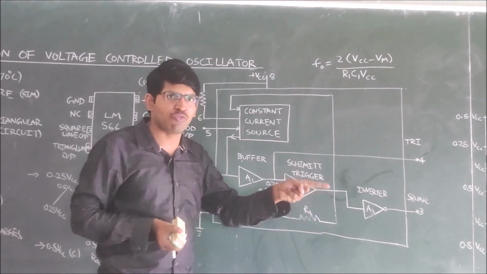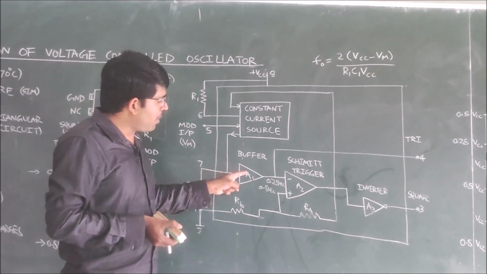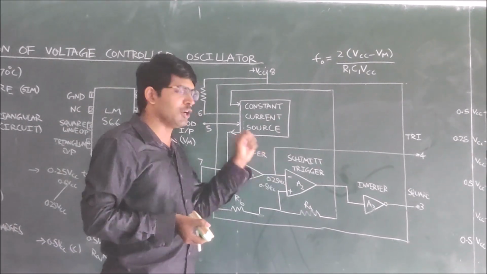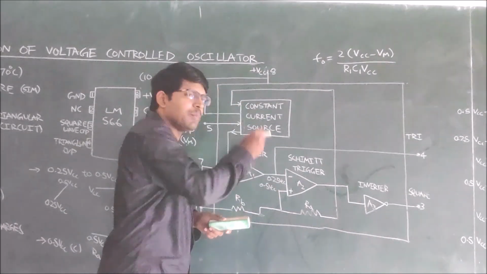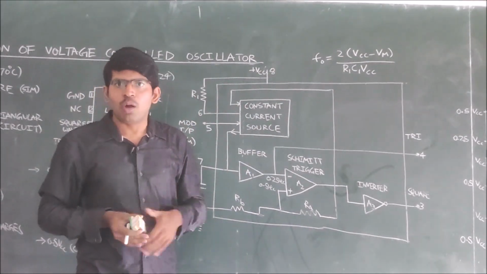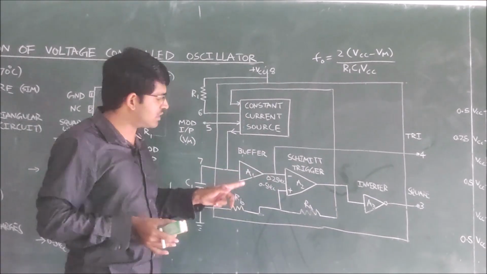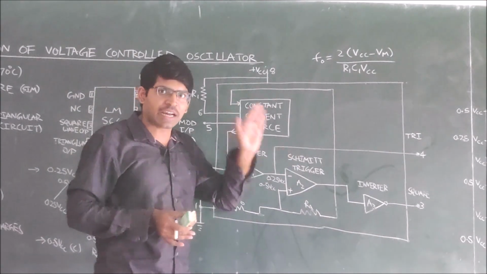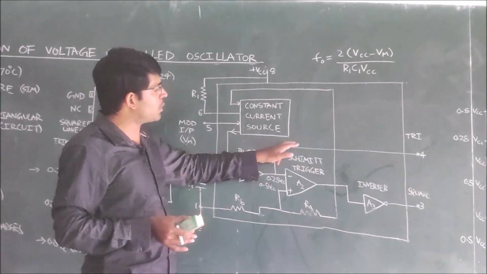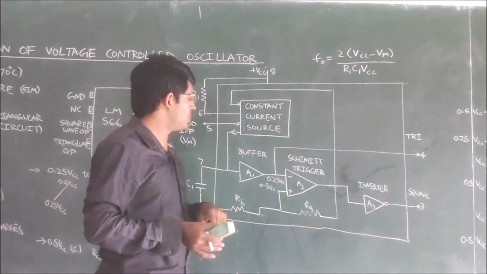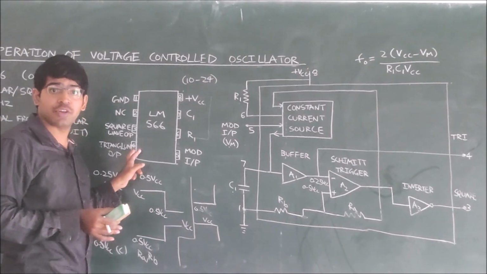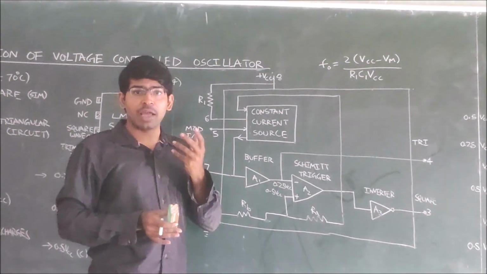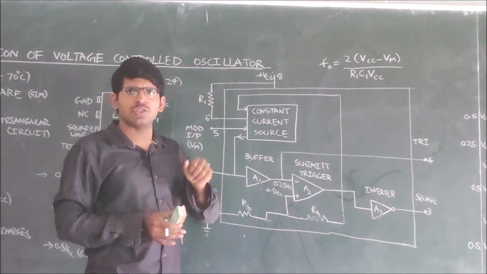Next, operational amplifier A2. The buffer is connected to the inverting terminal of the operational amplifier A2. So the output of the buffer is a triangular wave. Whatever the capacitor is getting, the same signal the buffer is giving. That's why the output of the buffer is connected to pin number 4. This is a triangular wave output. Simply, this capacitor is giving the triangular wave output because of the constant current source.